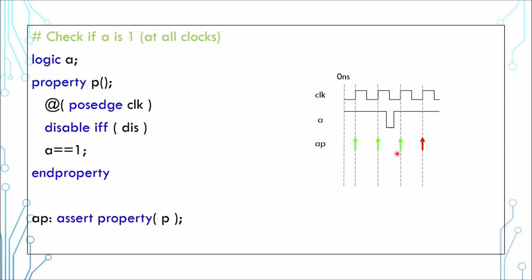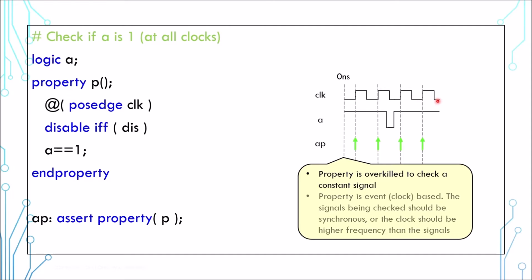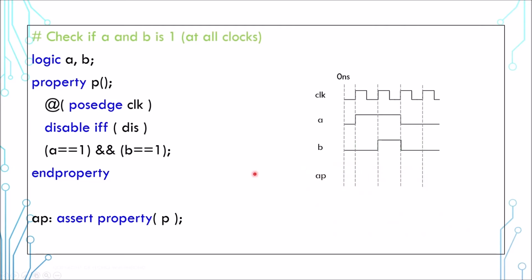Now an interesting case is when the variable has a glitch in between the clock. In this case, the assertion would pass at all clocks. So here are two conclusions. Firstly, using property to check a constant is overkill. If the variable is truly constant, checking it at all clocks is a waste of time. Secondly, a variable in property should be synchronous to a clock. Else, the clock would need to be at a high frequency so that it can sample all changes in the variable.